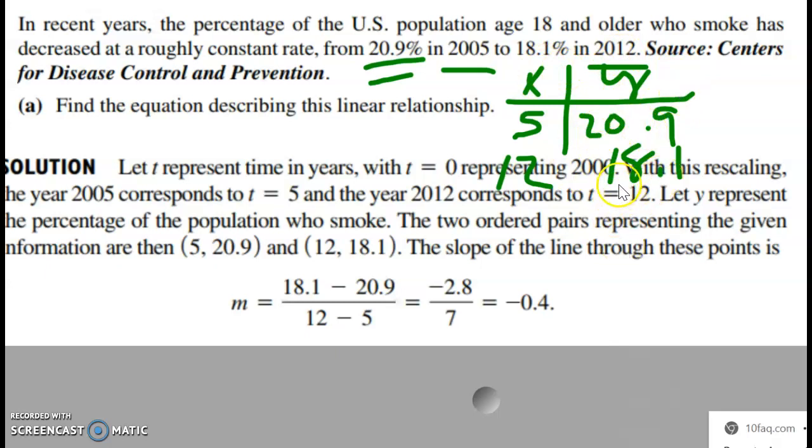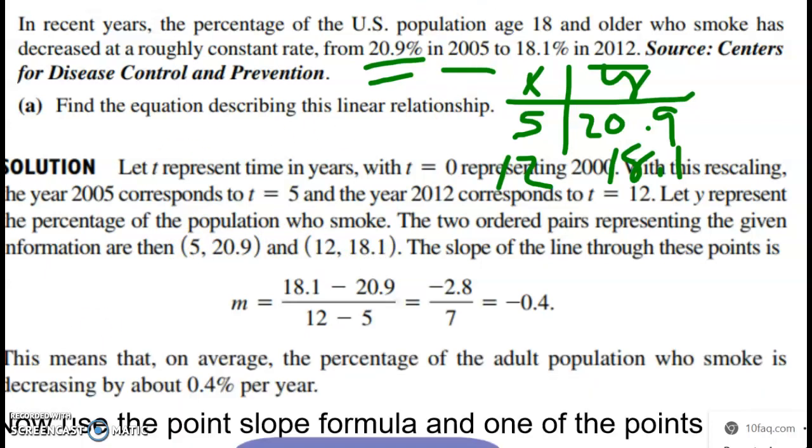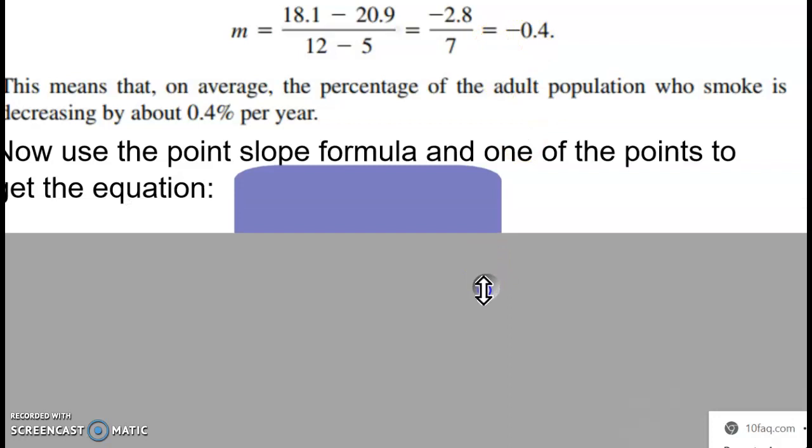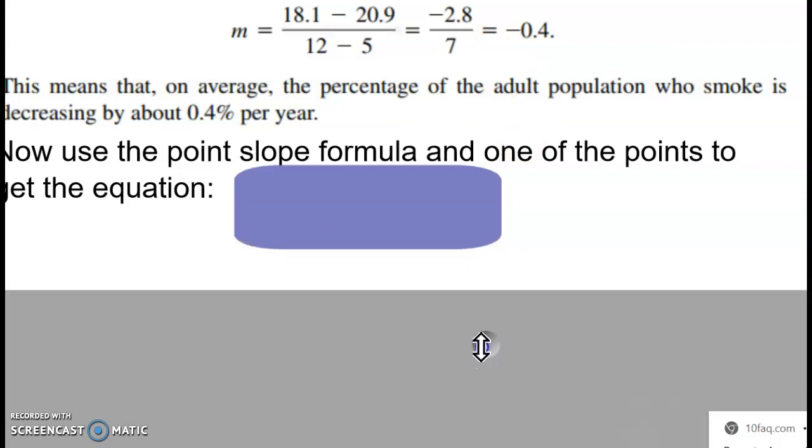They subtracted the Y coordinates, 18.1 minus 20.9. They subtracted the X coordinates, 12 minus 5, and they got what that slope would be. Negative 2.8 over 7 is negative 0.4, the slope of the line. See the points, 5, 20.9, 12, 18.1. We get that right from the word problem, okay? So now what that means is, on average, the percentage of the adult population who smoke is decreasing. That's that negative. In real life, that means something. It's decreasing by about 0.4% per year.